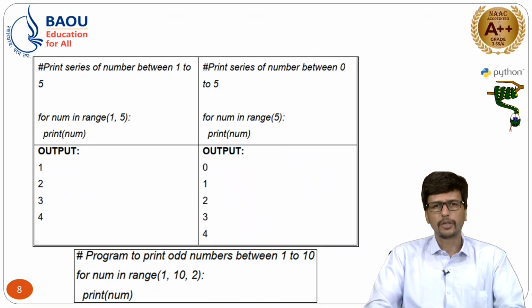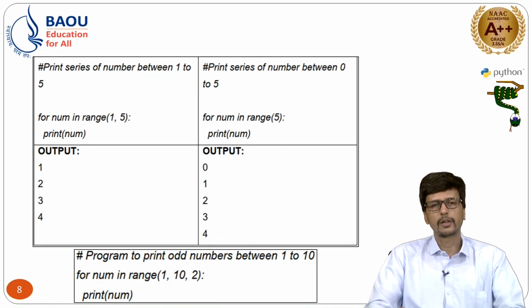Now suppose you are not mentioning the initial value, that is value 1, in the range function, then what happens? By default it will start from 0, right? As we already mentioned earlier, if you are not mentioning value 1, it will be considered as 0. So it starts with 0 and ends at 4. So 0, 1, 2, 3 and 4 will be executed if you are not mentioning the first value in the range function, right?